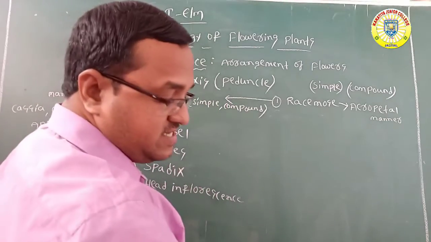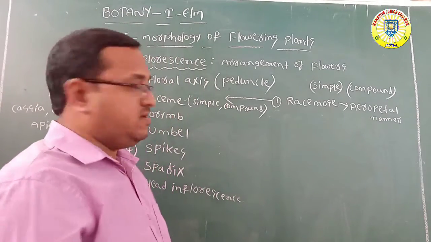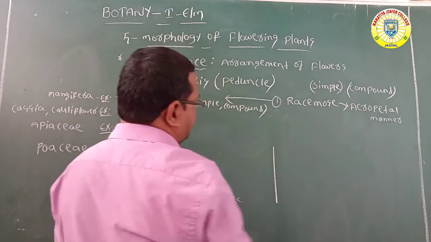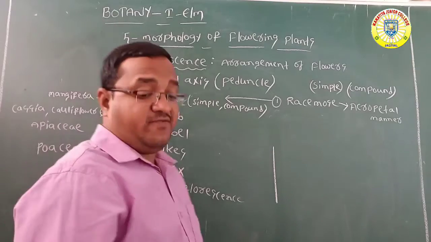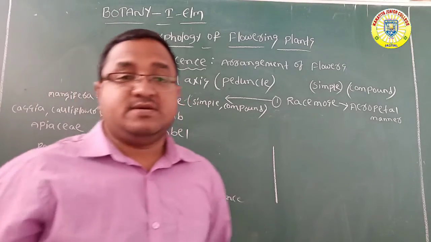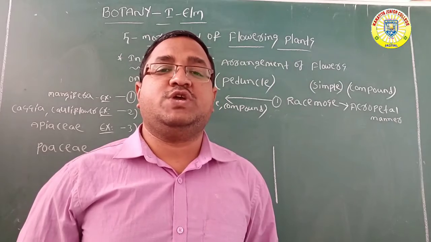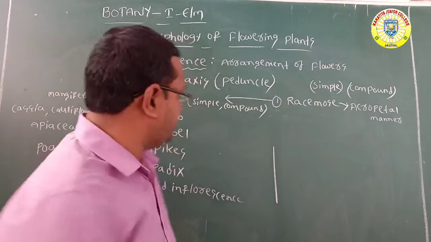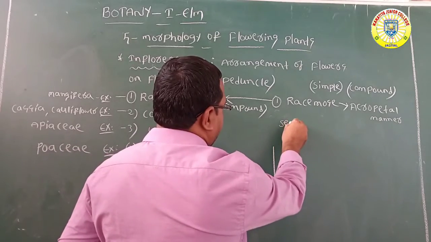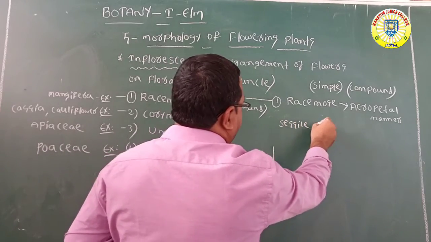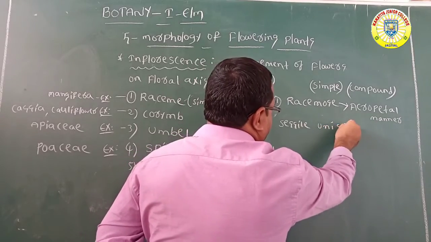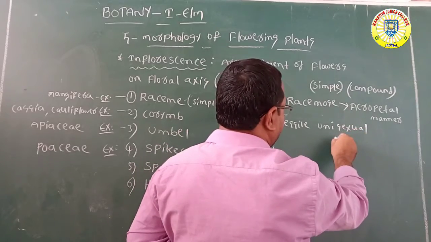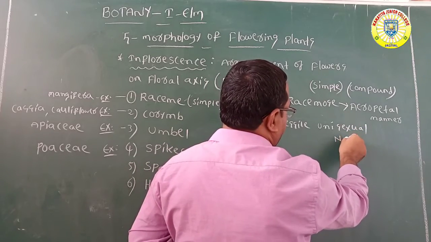Next one, what is spadix? Here you can see, especially in spadix, on the floral axis there are sessile unisexual flowers and neuter flowers.